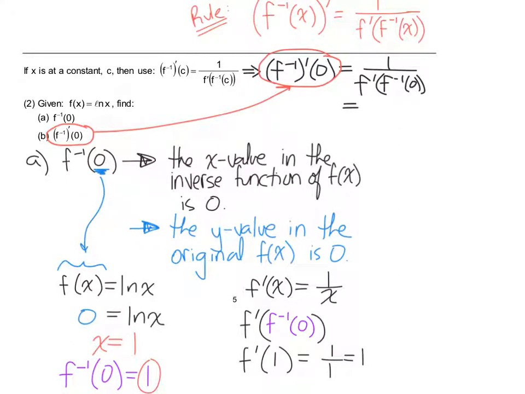All right? We just figured out through all of this stuff here, f prime of 1 was equal to 1. That's the bottom of the fraction. So we're looking at 1 over 1, which is equal to 1. All right?